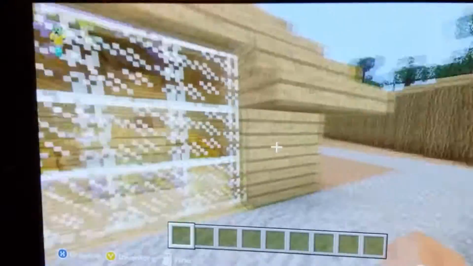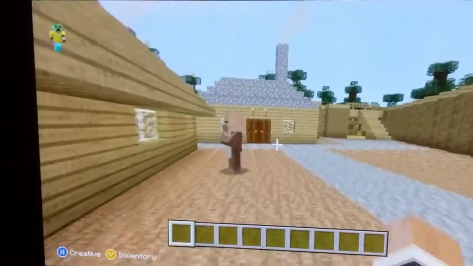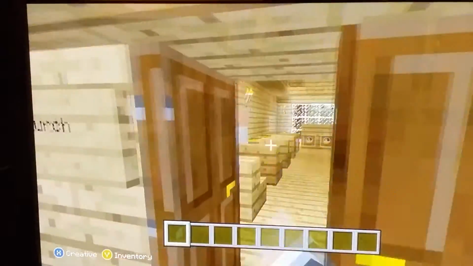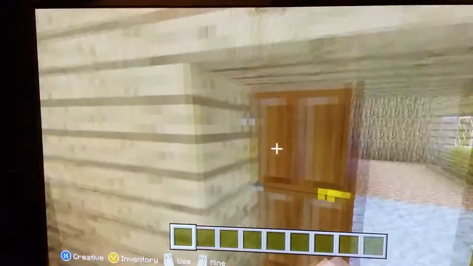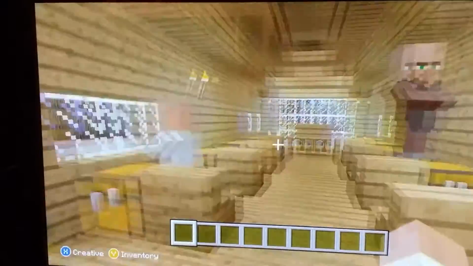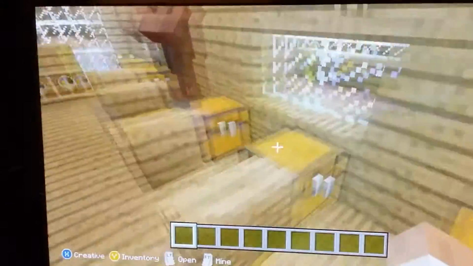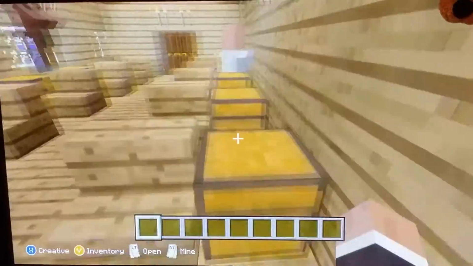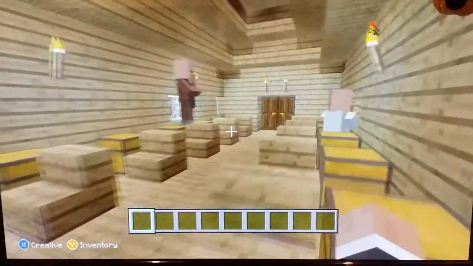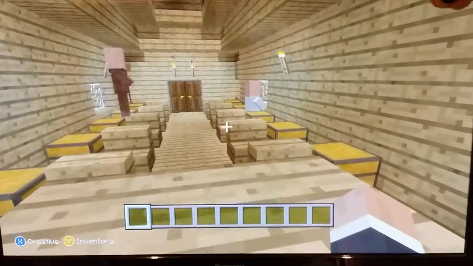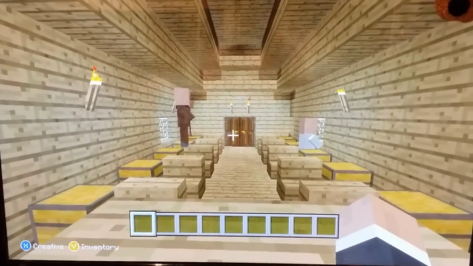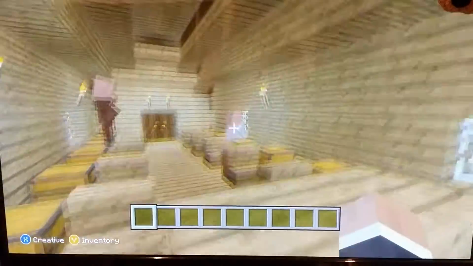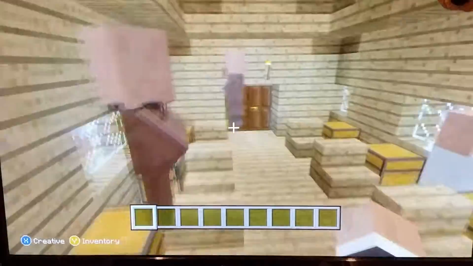Now I'll be showing you the church. The church is the oldest building in Jamestown. It's the first one that was built. We have some villagers in here. So, we have armrests, we have our seats, and we also have the place where the person reads out of the Bible, but I don't know what it's called.